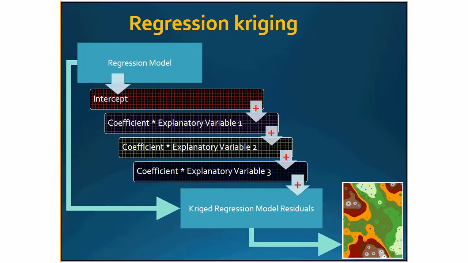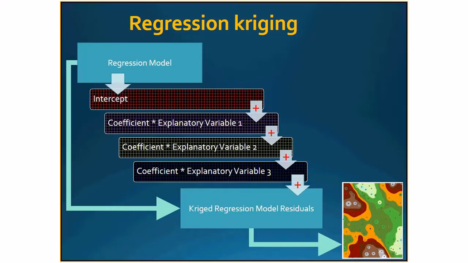And it's really simple, but you really add the layers together. Of course, they're multiplied by the coefficient from that regression. But what you get is a final model that's an interpolated model of the spatial data, but it also incorporates the aspatial variation from the regression model.